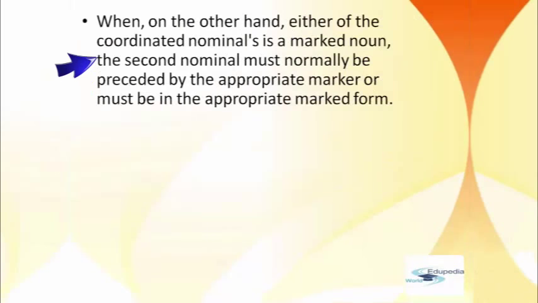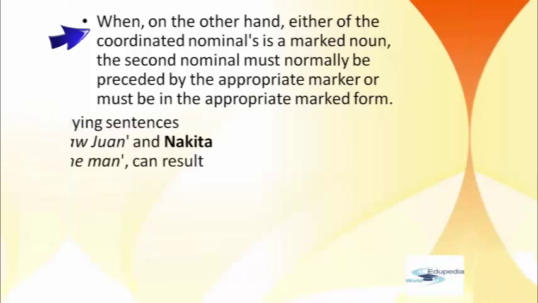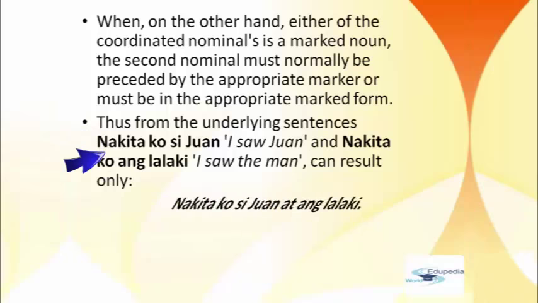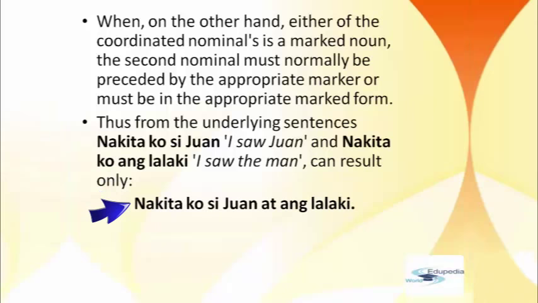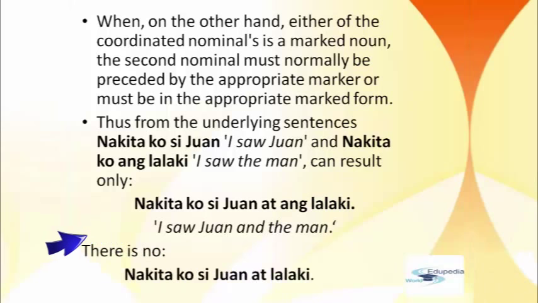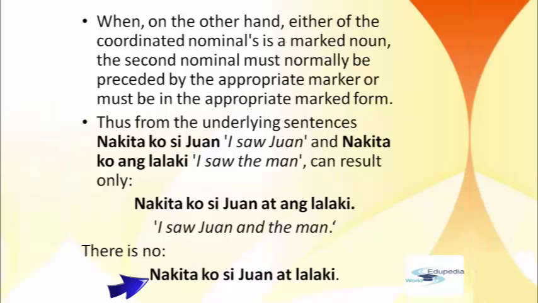When, on the other hand, either of the coordinated nominals is a marked noun, the second nominal must normally be preceded by the appropriate marker or must be in the appropriate marked form. Thus, from the underlying sentences, nakita ko si Juan, I saw Juan, and nakita ko ang lalaki, I saw the man, can result only in nakita ko si Juan at ang lalaki. I saw Juan and the man. There is no nakita ko si Juan at lalaki.